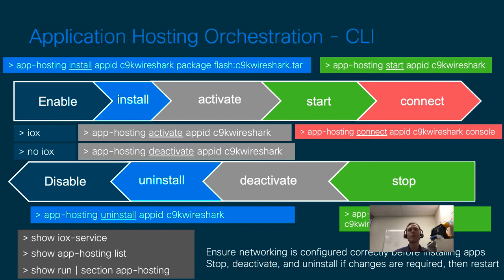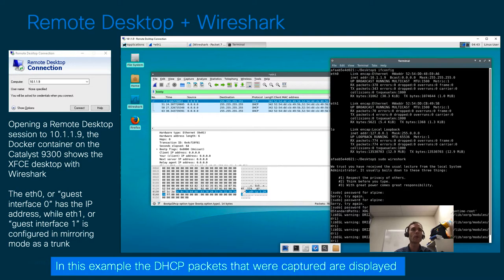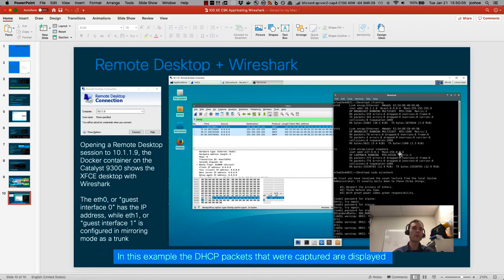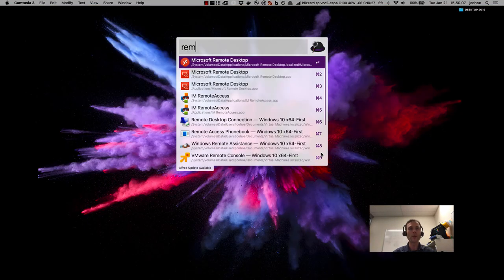Then we have the option to connect to the console of that container, similar to connecting to the physical console on the device. And finally, step six is when we remote desktop, using the Remote Desktop Connection in Windows, to that 10.1.1.9 IP, which is the IP address of the Docker container. From there, we can launch Wireshark, launch the terminal, verify the IP address, and do other things that are available within this Linux system. With that, let's move over to the demo system that we built for this.